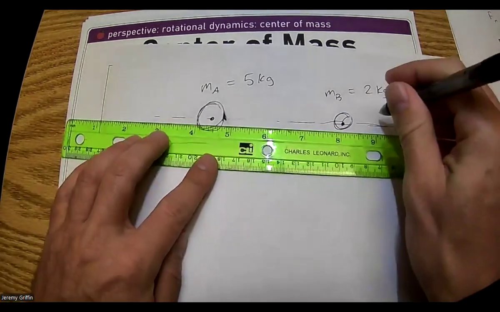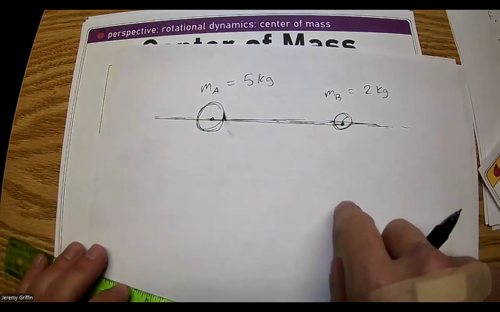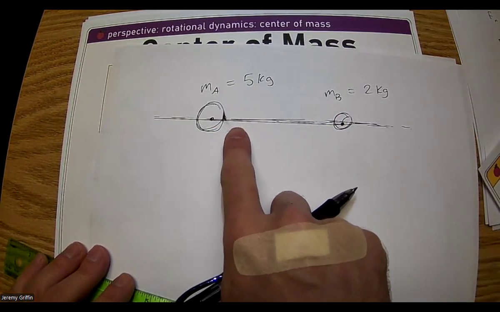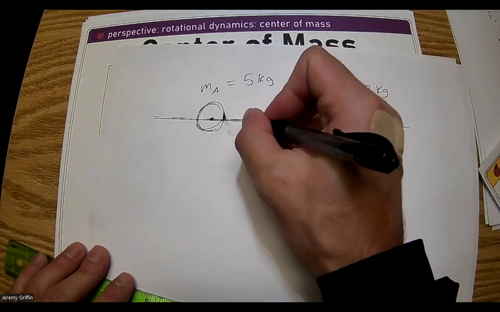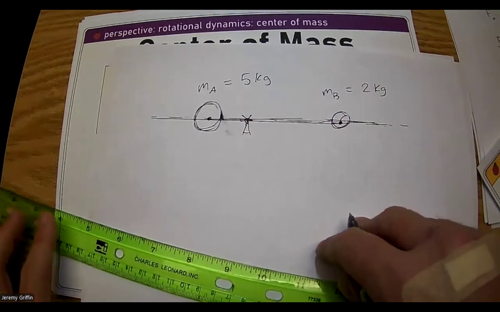Okay. Now, if these were attached, let's say I stick a rod through them, where could this balance on my finger? Where do you think? Probably closer to the 5 kilograms or closer to the 2 kilograms? Closer to the 5 kilograms. I'm going to guess maybe about here, just kind of guessing. Okay. How can I find out exactly?